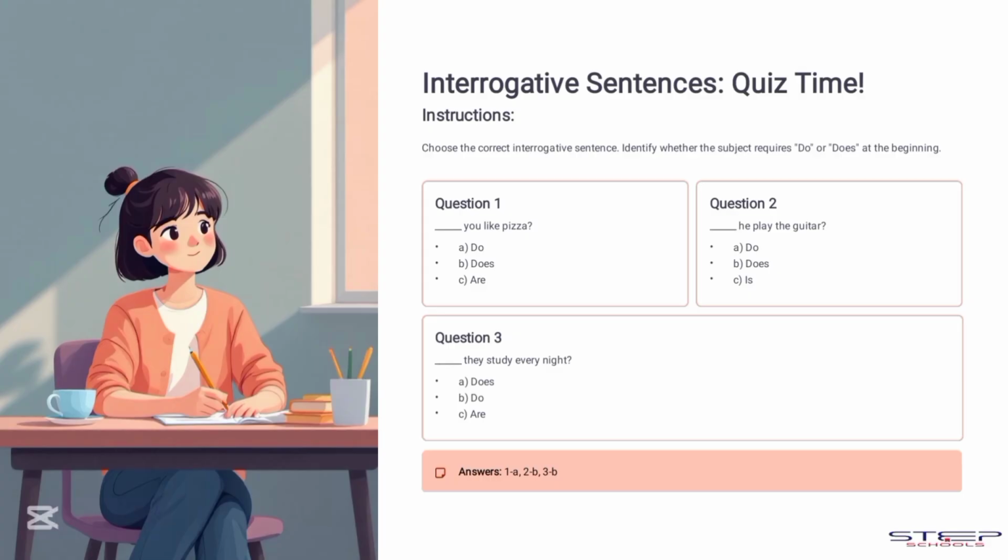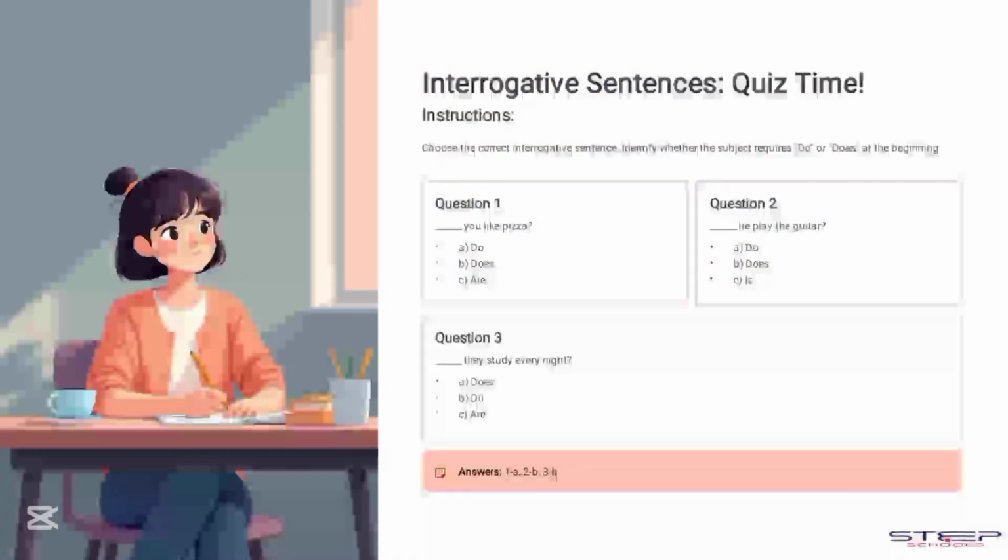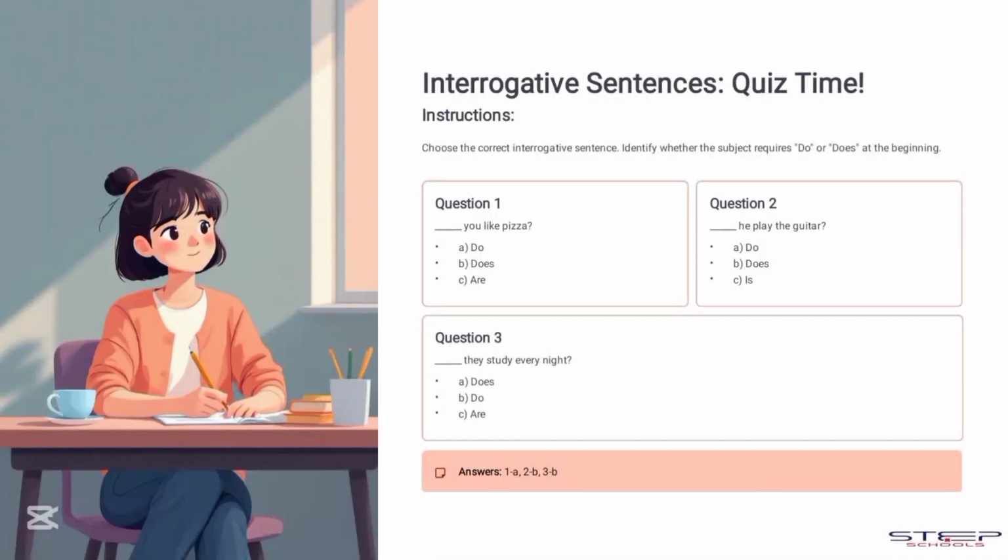The correct statement is do you like pizza? So if your option is option number A, then you're right. Now we're going to move towards the second question. Dash he play the guitar? Students, if you have chosen option number B, then you are correct.